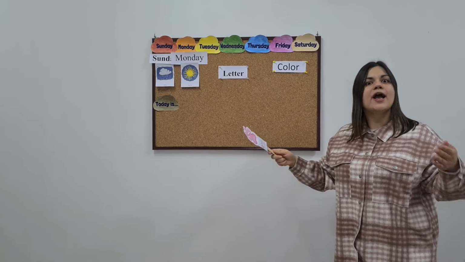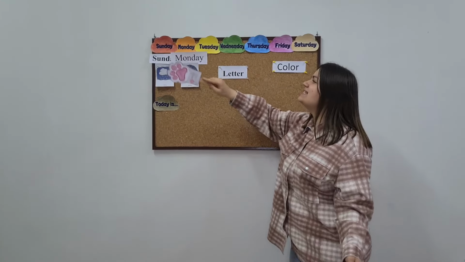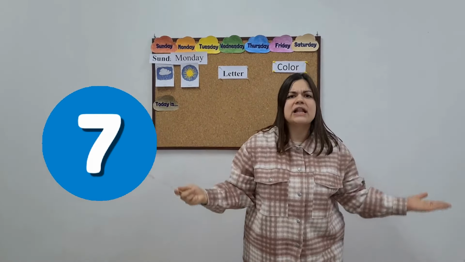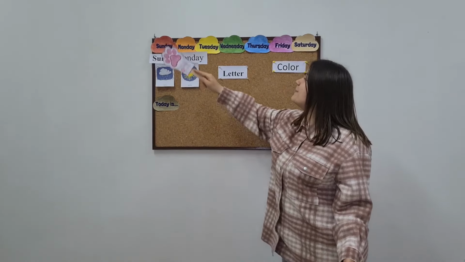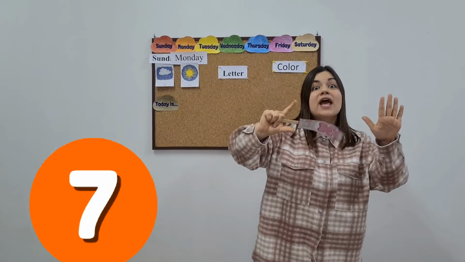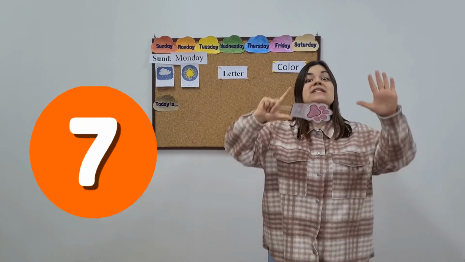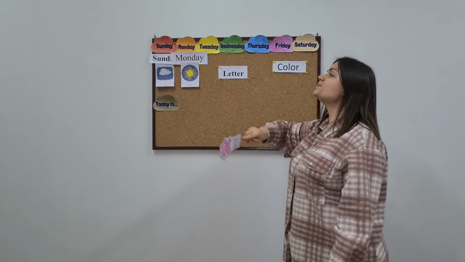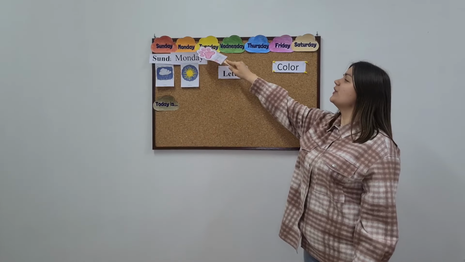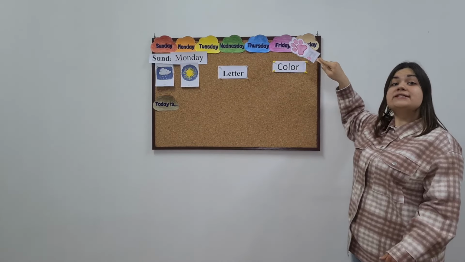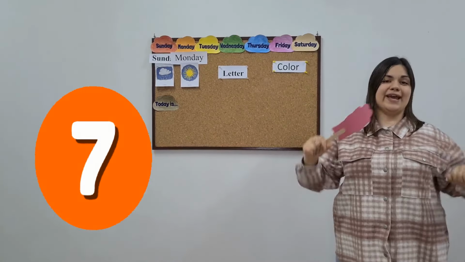Alright, now let's sing fast. Sunday, Monday, Tuesday, Wednesday, Thursday, Friday, Saturday. 7 days are in a week. I'd like to sing it faster. Sunday, Monday, Tuesday, Wednesday, Thursday, Friday, Saturday. 7 days are in a week. Whew. Yes, guys, there are 7 days in a week. Seven. Let's count. One, two, three, four, five, 6, 7, 7 days in a week.